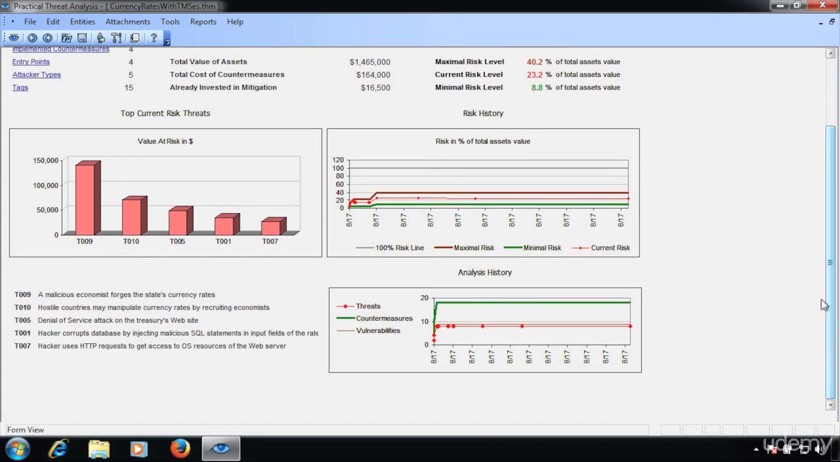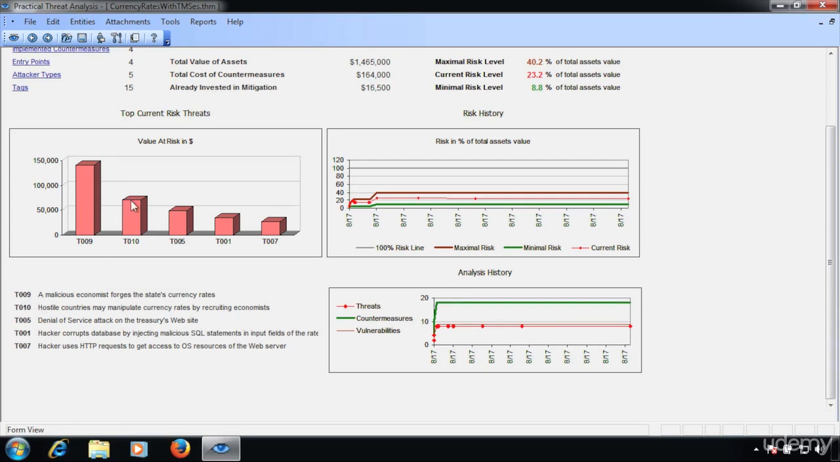Moving on, you see that the tool visualizes the threats and risks and our analysis. Here we have a chart for the threats. T refers to threats, and we can see the legend for T9 is malicious, forge the state's current currency rate. And this is the impact of this threat. If this was successful, the impact might reach $150,000. This loss is our cost if the attack was successful.